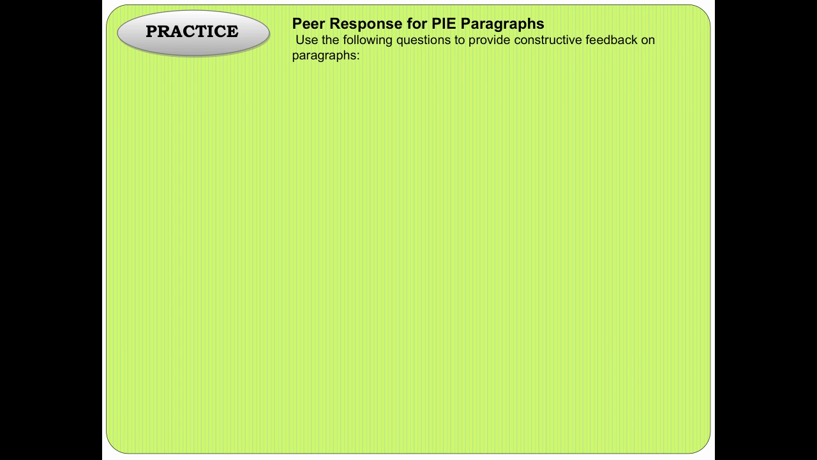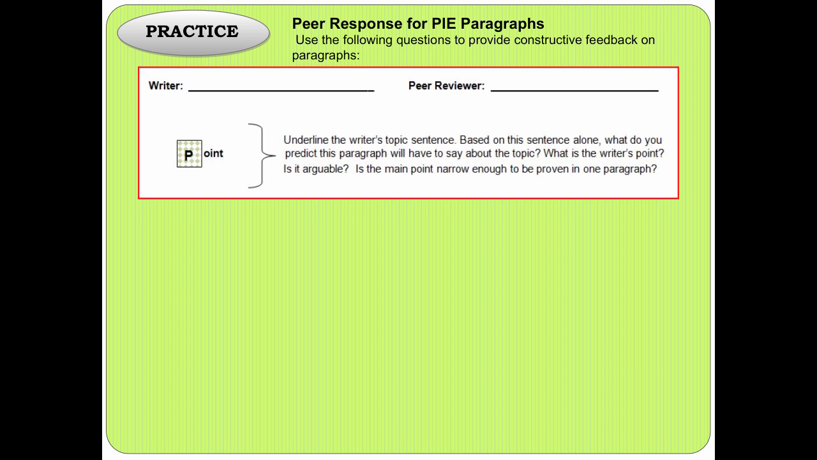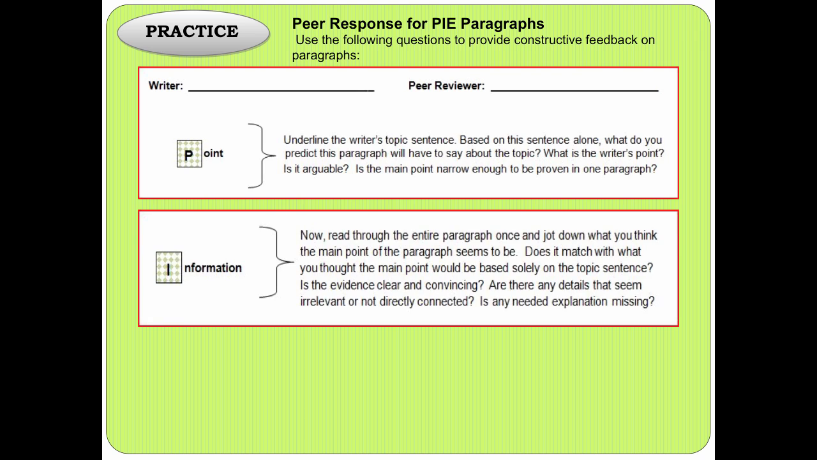Practice. Peer response for PIE paragraphs. Use the following questions to provide constructive feedback on paragraphs. Point. Underline the writer's topic sentence. Based on the sentence alone, what do you predict this paragraph will have to say about the topic? What is the writer's point? Is it arguable? Is the main point narrow enough to be proven in one paragraph?